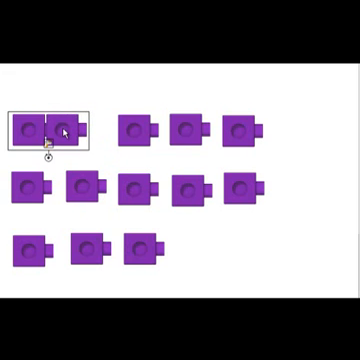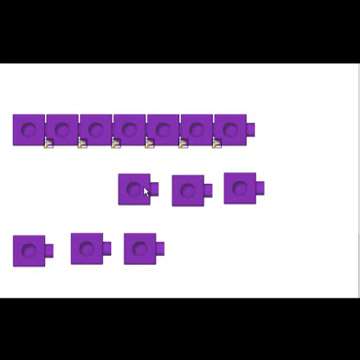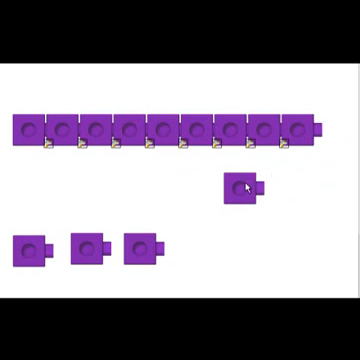We place one here, another one, a fourth one. Here's 5, 6, 7, 8, 9, and 10. So here's a group of 10, and we have 1, 2, 3 left over.